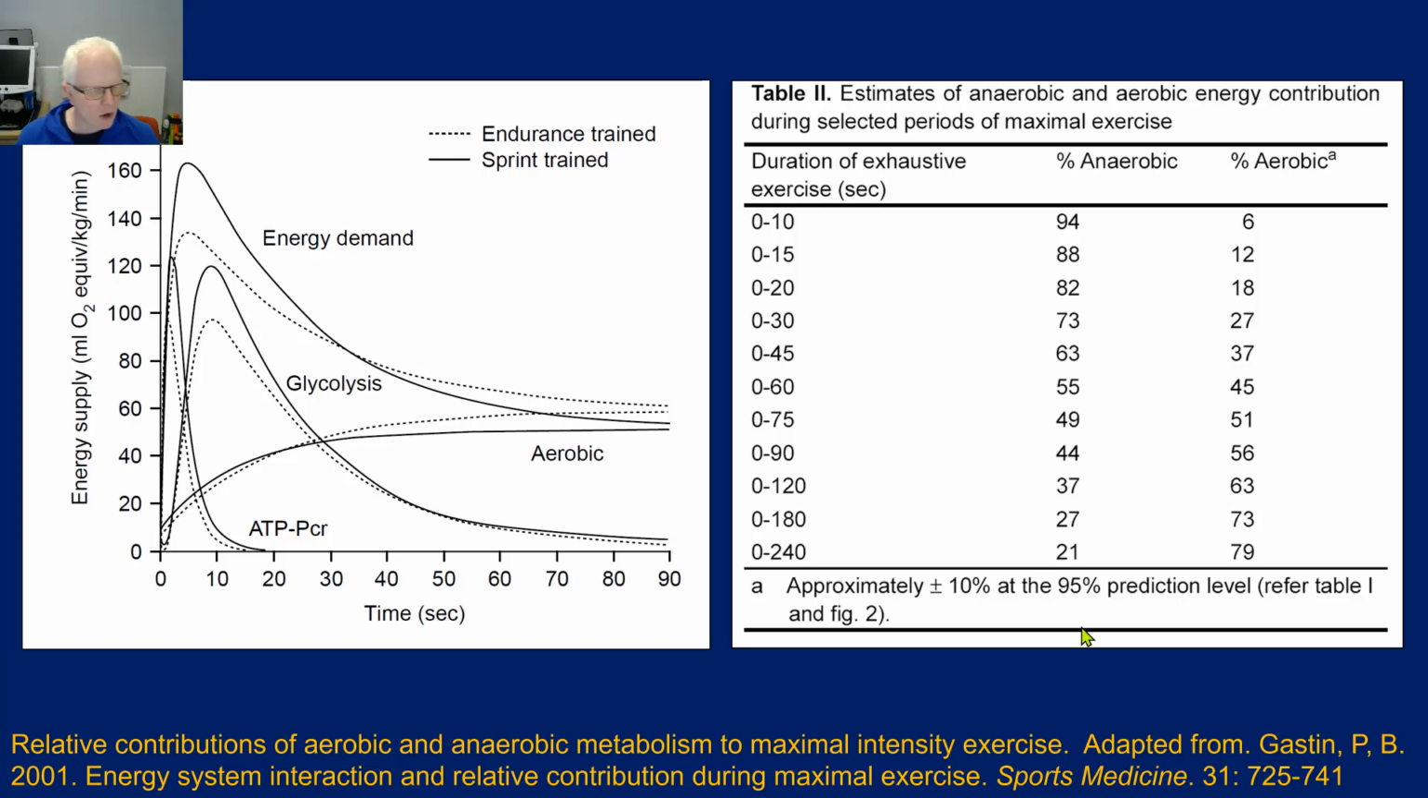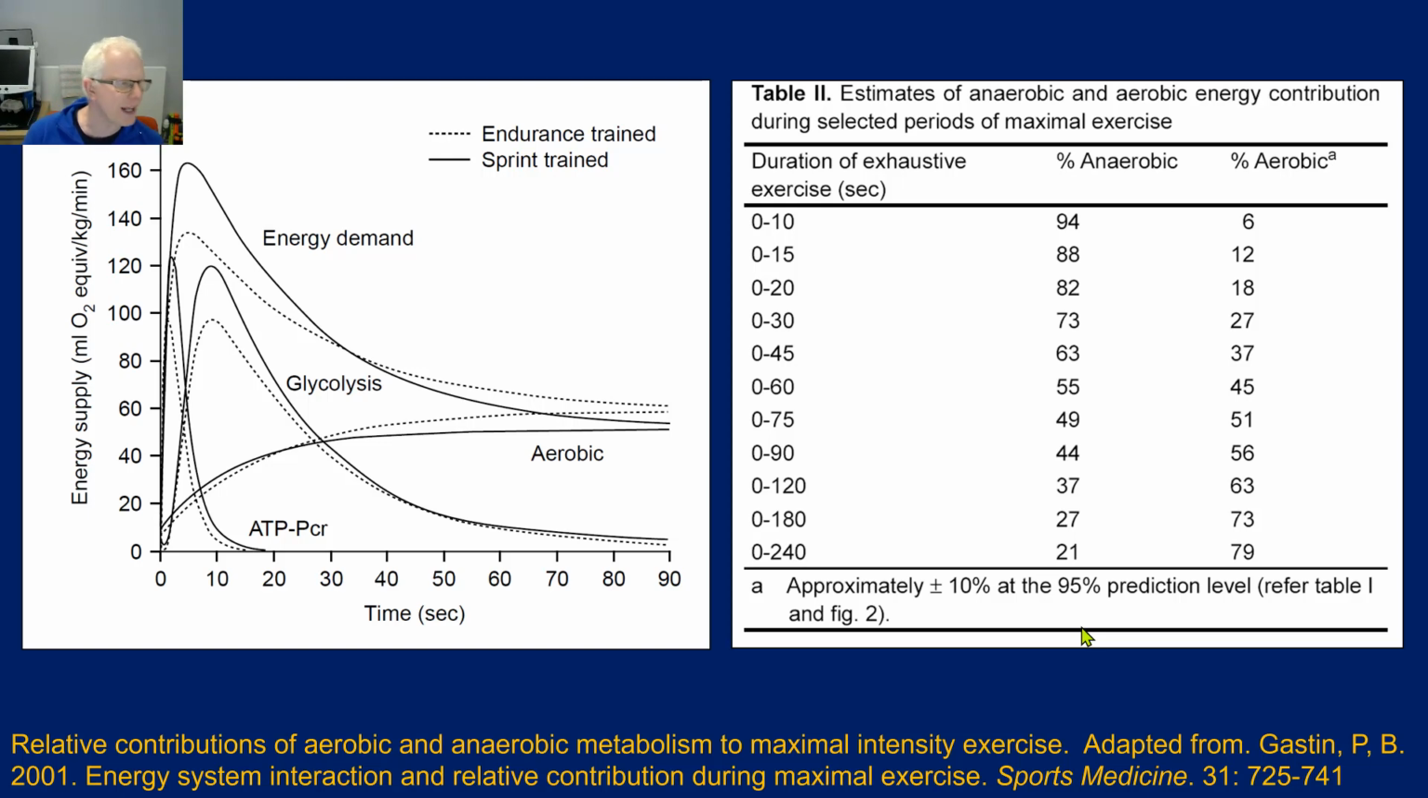We can see on the x-axis we've got time in seconds. We've got 90 seconds. So this is an example of maximum intensity exercise over 90 seconds. So it doesn't really conform to any of our conventional track events. It's probably the equivalent of running 600 meters on the track. Okay, so it's pretty tough going.